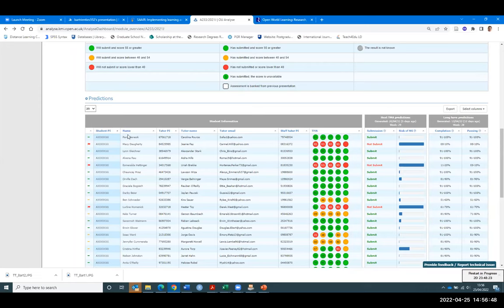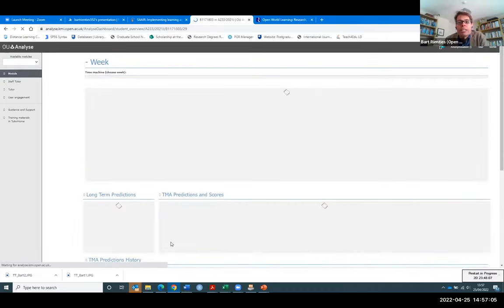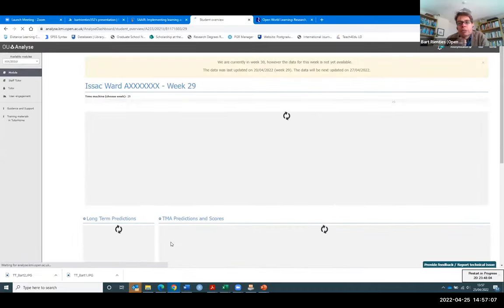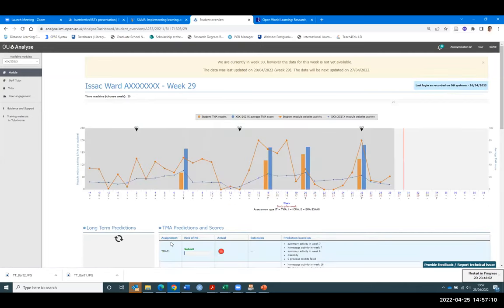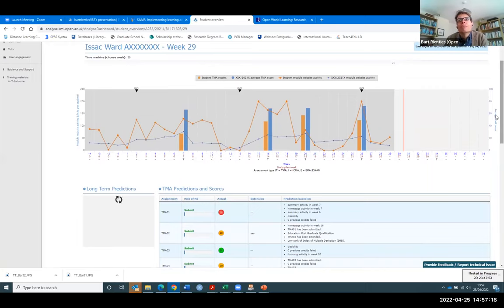Isaac, let me see where Isaac is. Here we go, Isaac Ward. Oh, that's an interesting case. There's also a quick indication here that we're not entirely sure what's going on there. So let's have a look at Isaac. And by the way, in the slides that I've shared, you can actually create your own account in the system and you can play with the data as well. So is anyone interested to explain what you see in the data here and what you think is happening with Isaac? I don't know who Isaac is, but feel free to turn on the mic and say what's going on.